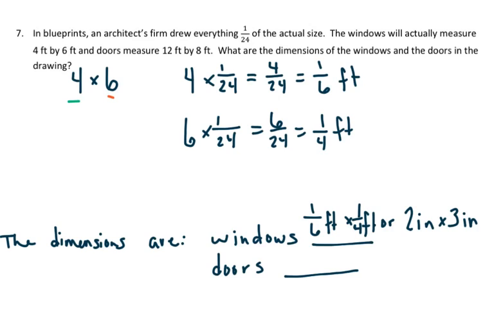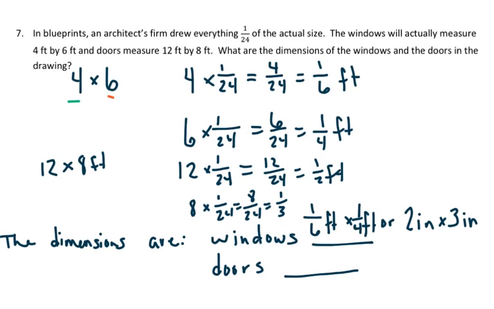So let's go ahead and look at the doors. The doors measure 12 feet by 8 feet. So we're going to do the same thing for both of these. Okay, and it's getting a little cramped here, but we have 12 times 1/24 is equal to 12/24, which is equal to 1/2 of a foot. And then I have 8 times 1/24 is equal to 8/24, which is equal to 1/3 of a foot. So the doors are 1/2 of a foot by 1/3 of a foot.